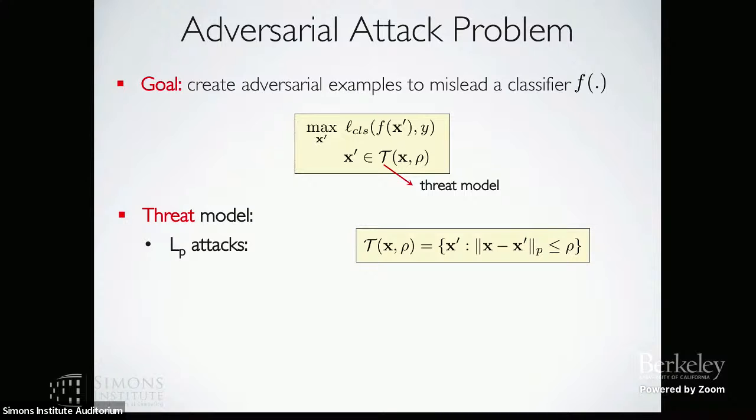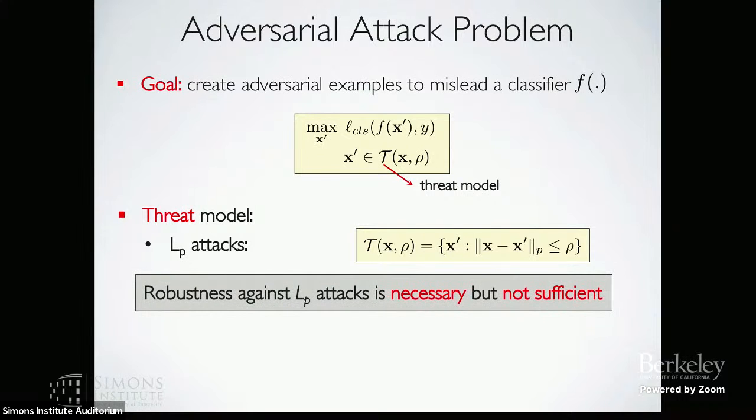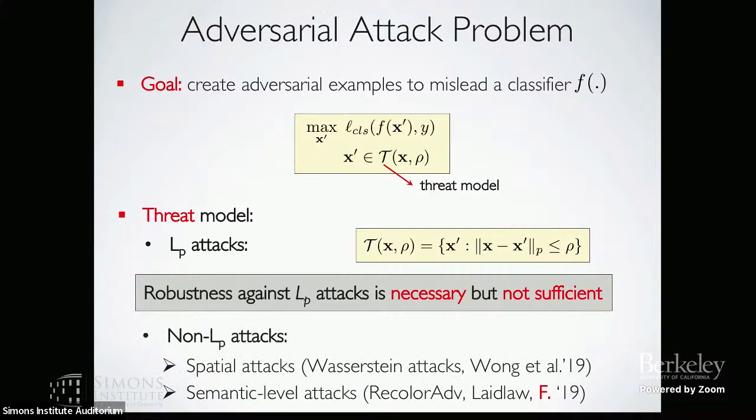And of course, robustness against LP is very important to understand, but by no means is it sufficient, because there are many non-LP attacks that won't fall into the LP threat models, and they can break the system. They can break our model. These non-LP attacks include spatial attacks, where you spatially change your objects, or semantic level attacks, where you recolor your image in order to create adversarial examples, and many, many other examples.